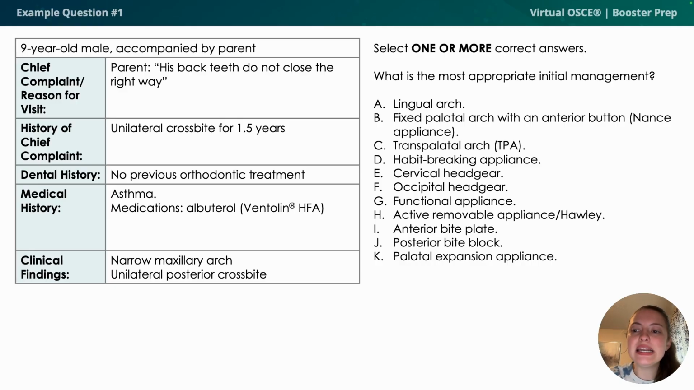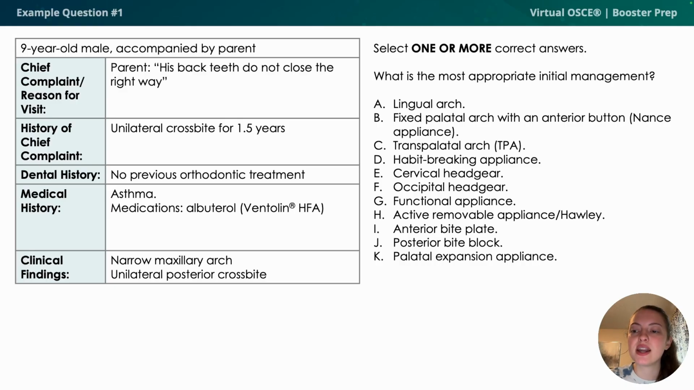So, what indicators are we given in this question? The patient is young, he's only 9, and he has a unilateral posterior crossbite with a narrow maxillary arch. So one answer choice should automatically jump out to you for this patient, and that would be a palatal expansion appliance. His maxilla is narrow and certainly would benefit from expanding so we can get him out of that posterior crossbite. But I want you to think really carefully before solely selecting that as your answer.